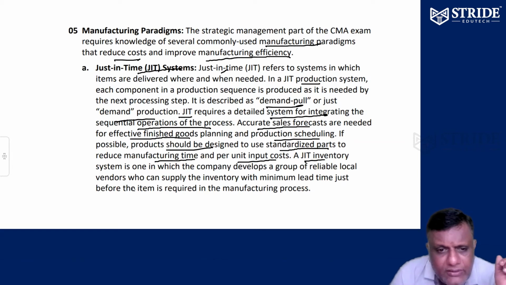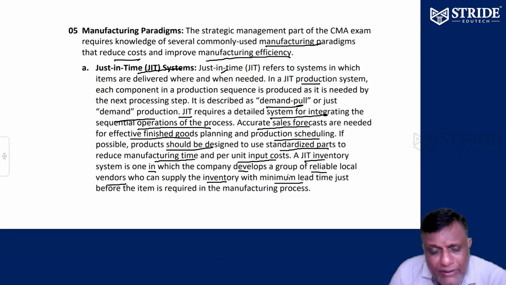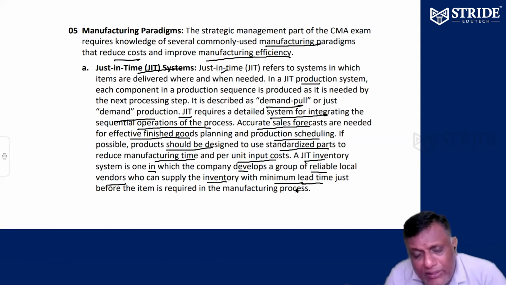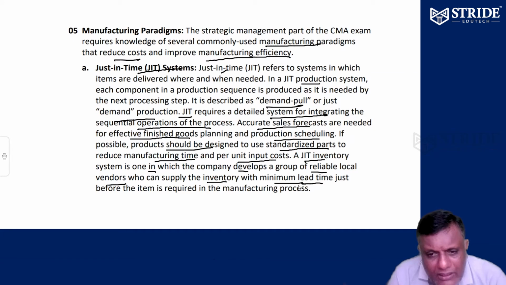Our JIT inventory system is one in which the company develops a group of reliable local vendors who can supply inventory with a minimum lead time. That's it. Automatically call the local vendor so that the time to reach your factory will be minimized. Once you order it, within 6 hours you can get it, because the vendor is on the next street only, within a 3 kilometer range. If you order it, in 3 hours the delivery will be done. Why do you need any storekeeping? So minimal lead time.